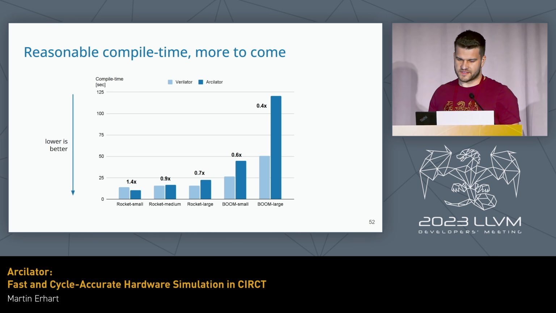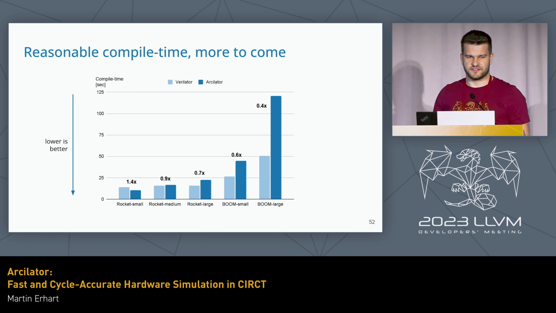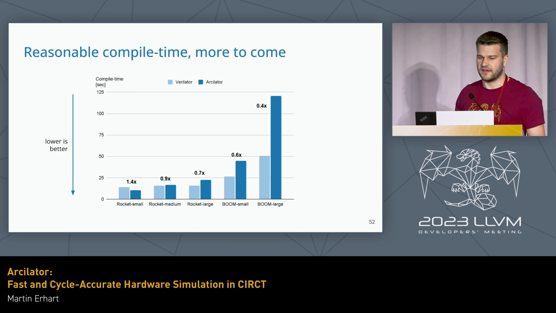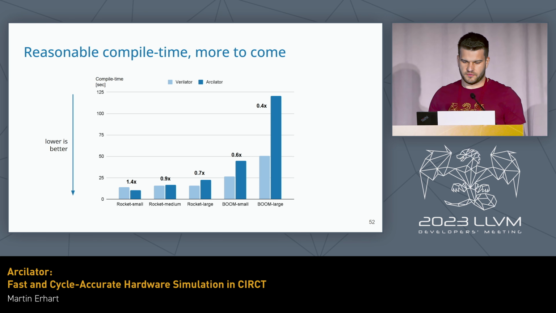For compile time, we saw that we still perform worse than Verilator because we did not implement all the optimizations I mentioned before. Specifically, we do not split the design into multiple LLVM files, which means we are essentially just using single-thread compilation, while Verilator produces multiple C++ files that can be compiled in parallel.